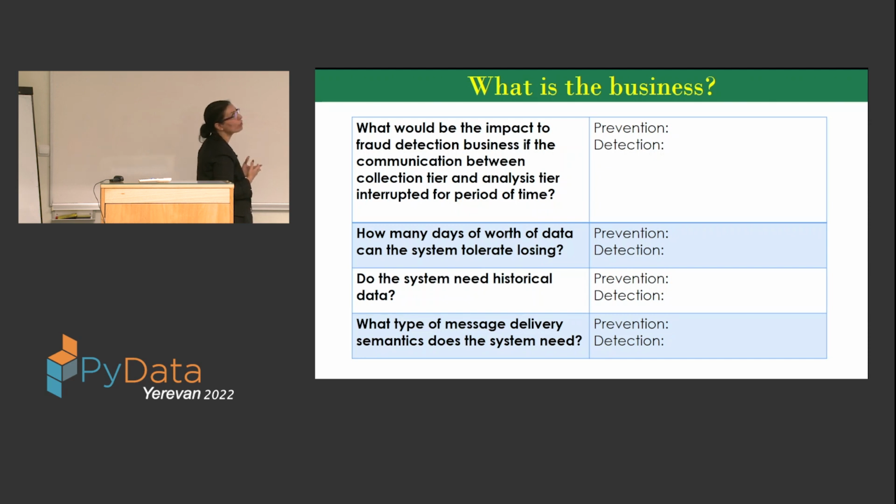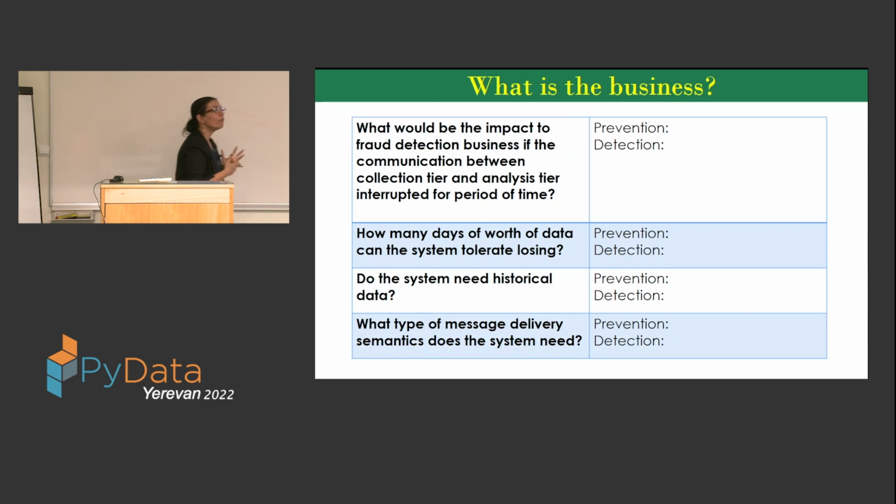There are some questions that you can answer for that. For example, maybe you say, okay, I don't want the message queuing part, so you should answer this question. What would be the impact on your system, for example a fraud detection business, if the communication between the collection tier and analysis tier is interrupted for a period of time? What will happen if this happens?